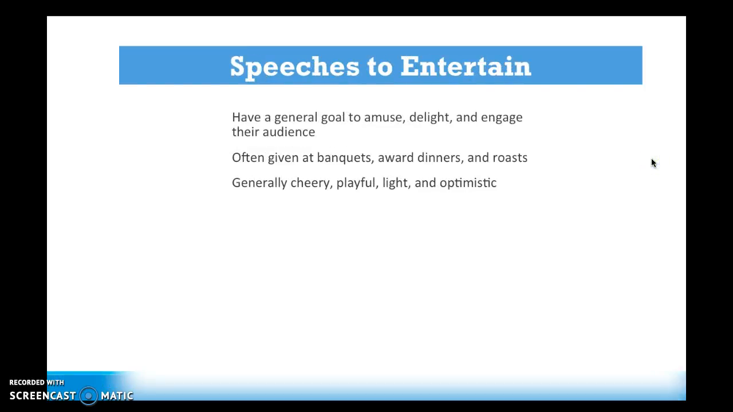You also have speeches to entertain. They're fun. You have the general goals to amuse, delight, engage your audience. These are roasts. If you've seen the Comedy Central roasts, they're definitely to entertain. Award ceremonies, banquets. These are playful, cheerful, light, and optimistic.